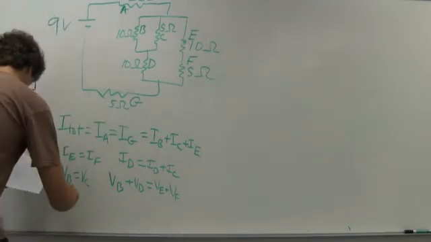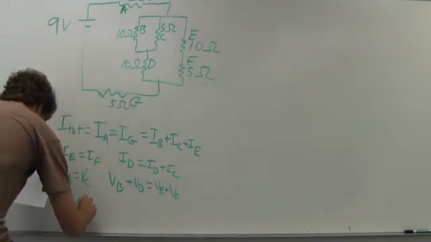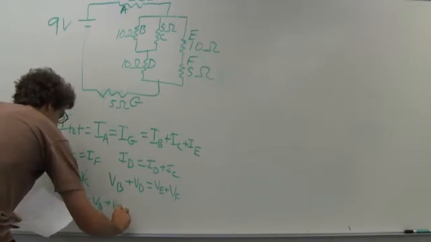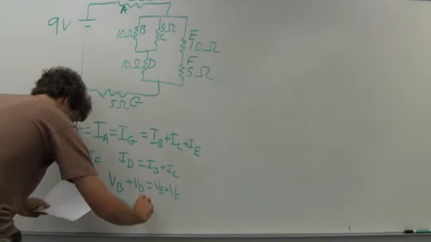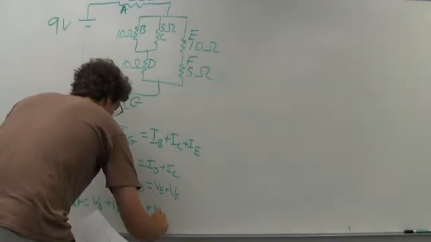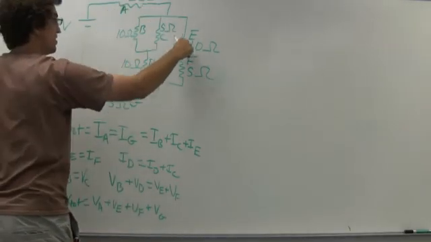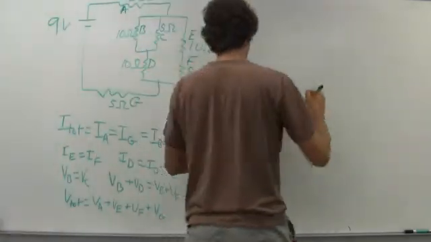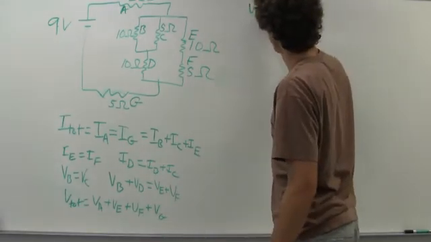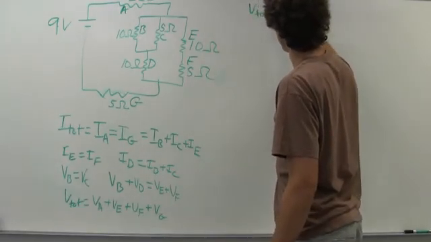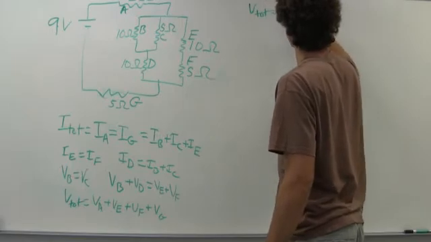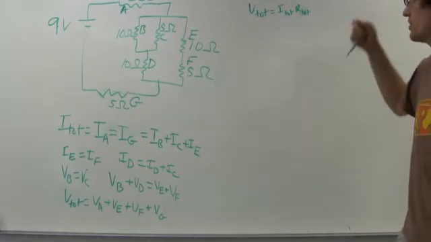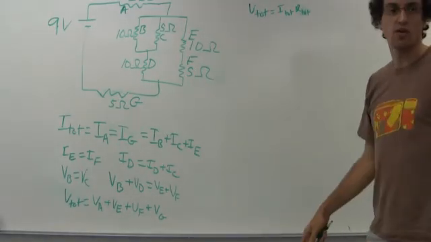Finally, we know that V total is equal to VA plus VE plus VF plus VG. And that's just because it's got to go here and back to here. We know the difference there is 9. Finally, we know one last thing. We know that V total equals I total times R total. Now we know V total, it's 9. We do not, however, know I total and R total.